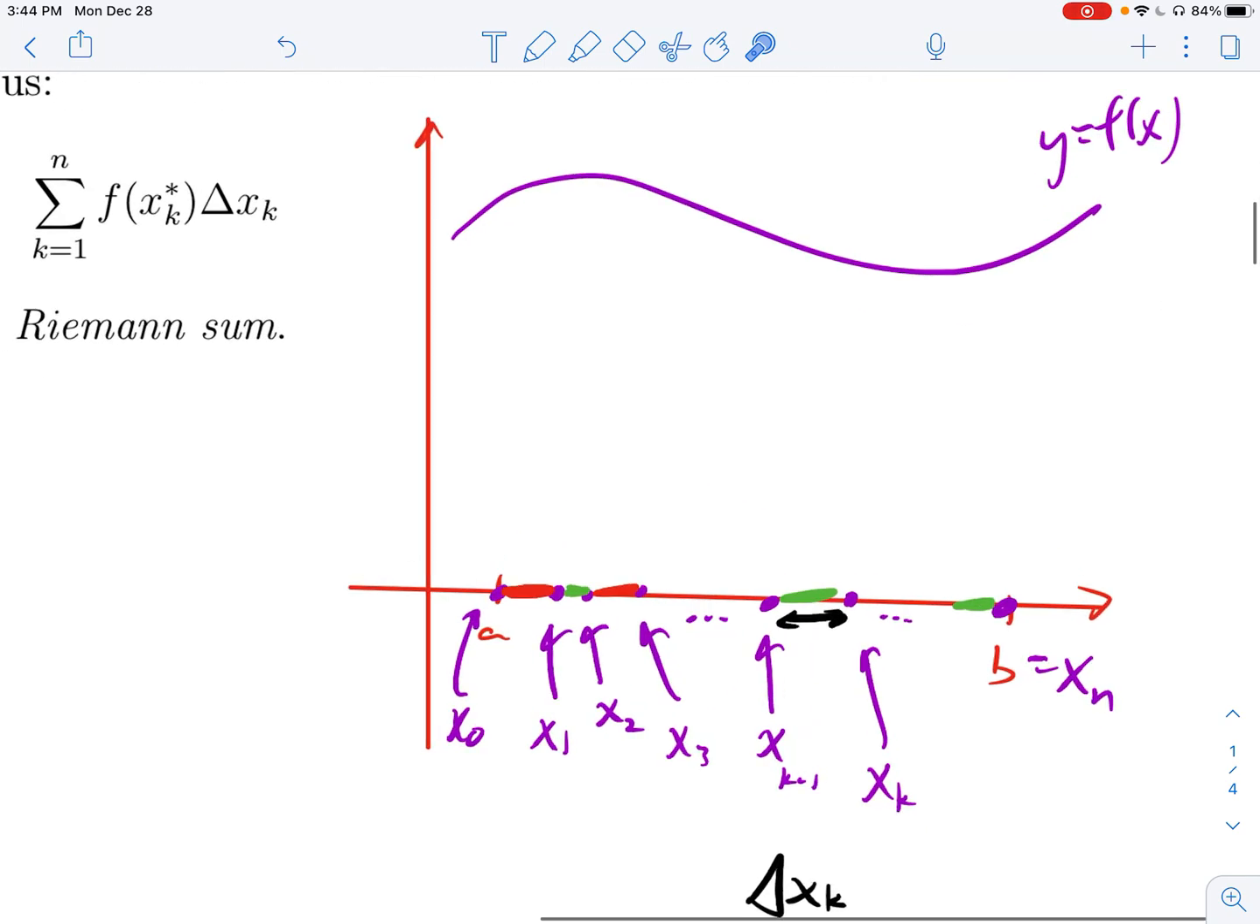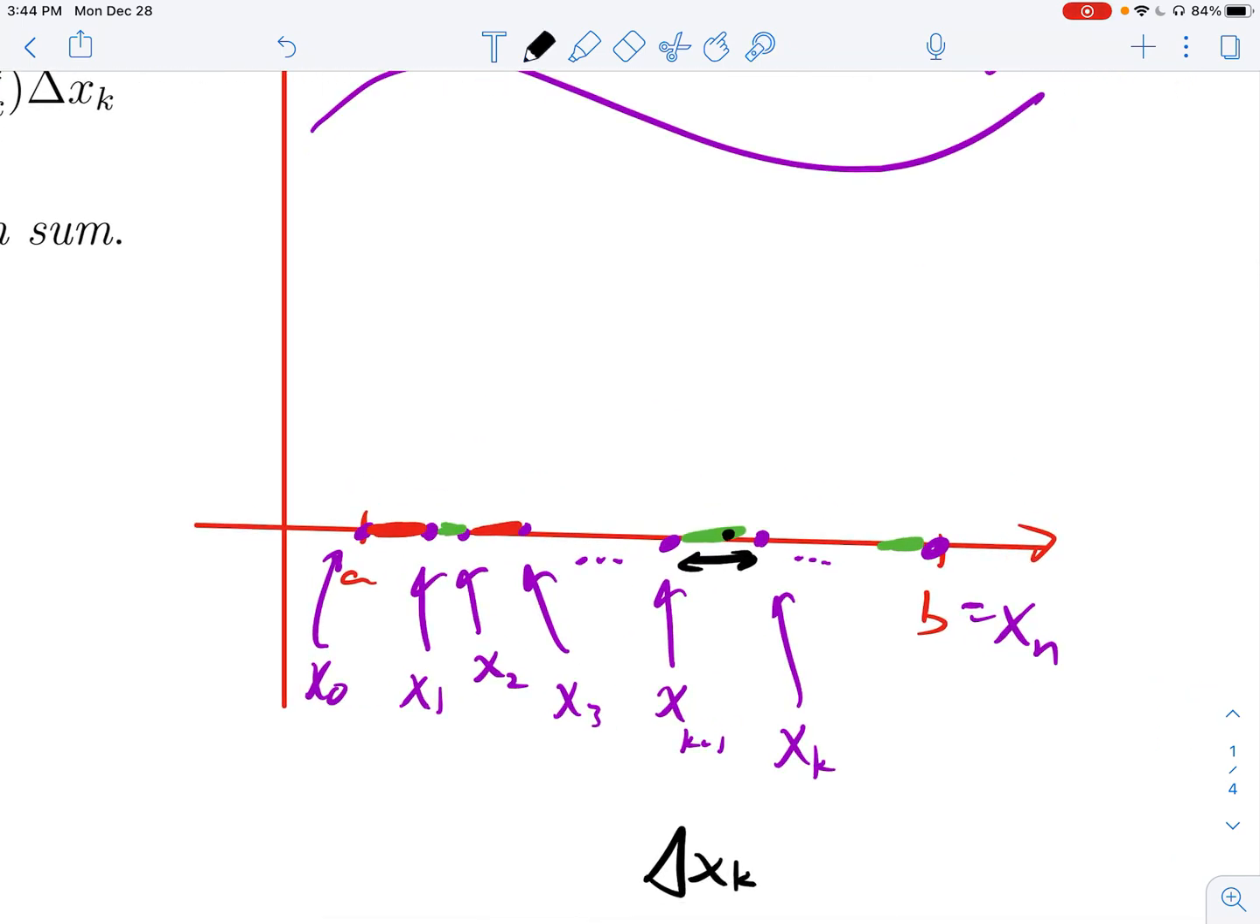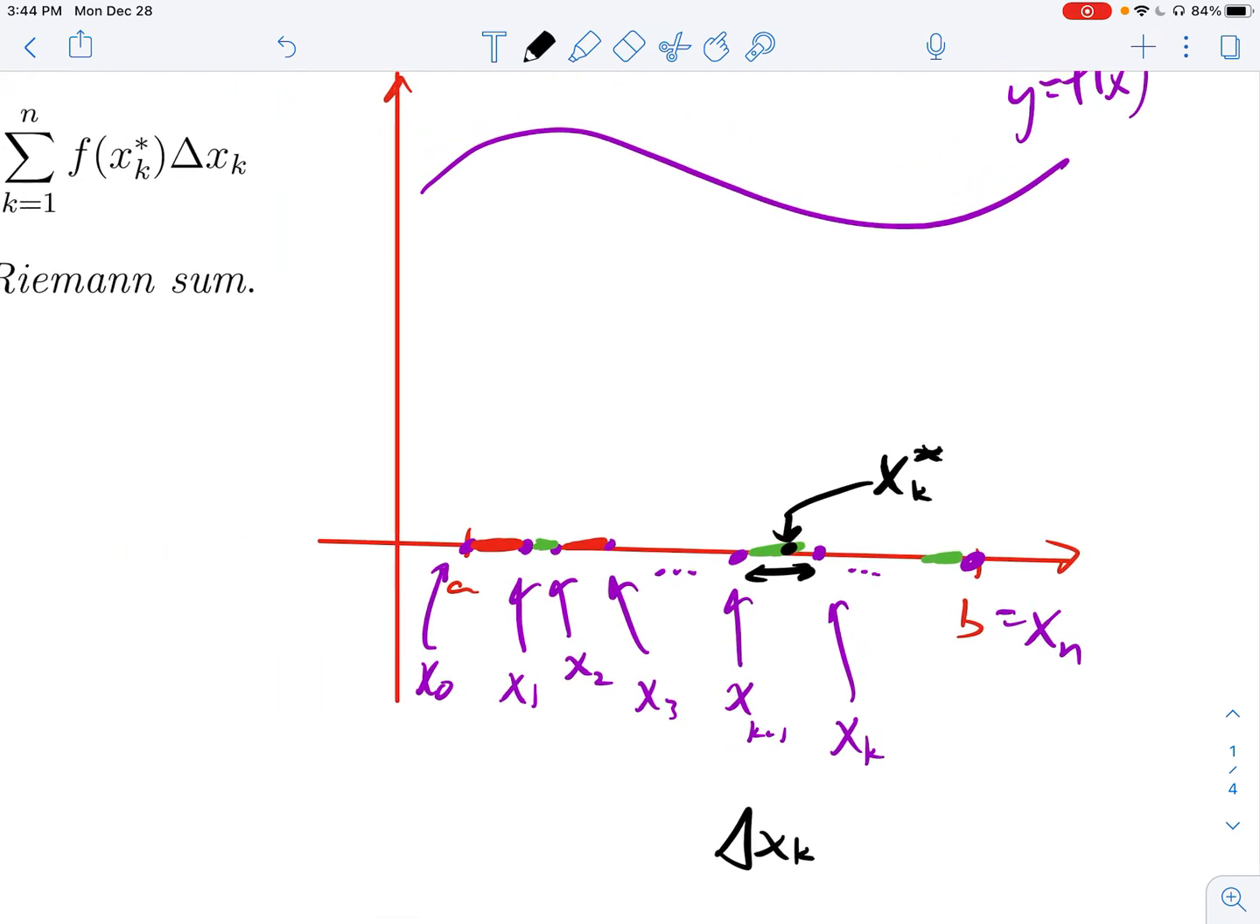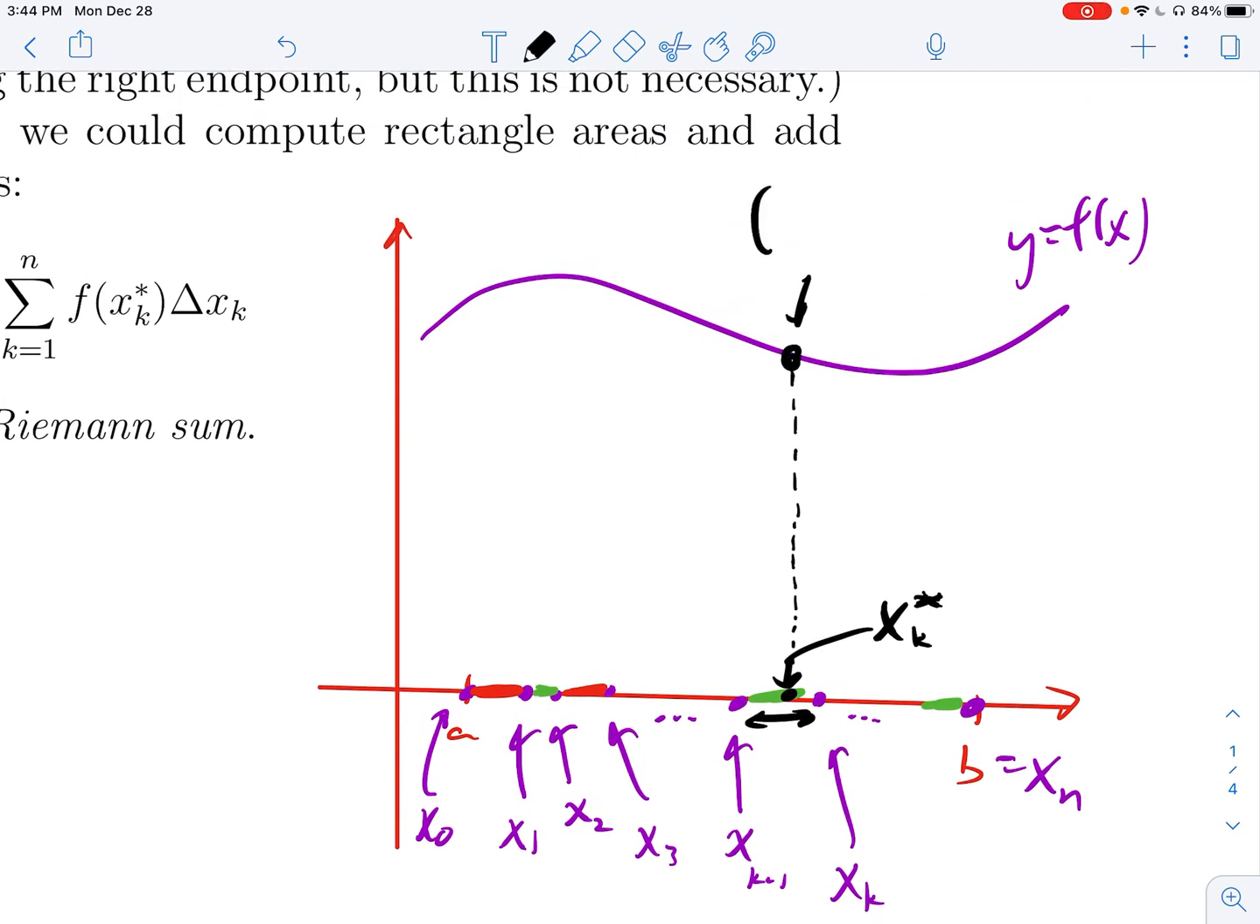Now, in each interval, we'll pick some value. And again, we could do this in a systematic fashion. It's probably easier if we say something like always pick the midpoint or always pick the rightmost endpoint, but we don't have to. And we will measure the height of the function at that point. So here would be the point on the graph where the x coordinate is called xk star, and the y coordinate would be f of xk star.